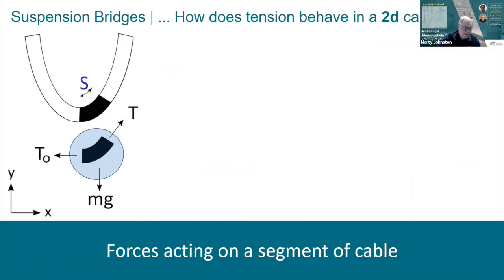So now I'm going to look at this as a two-dimensional system. I'm going to get a little bit more complicated and say, all right, how does that tension behave if it's a two-dimensional system? So here I've taken that upper piece. I've just wrapped my cable along there. And I'm looking at a piece of the cable and a little segment of it. And the important piece here is that I have three forces acting on that segment of cable. I have the mass times gravity going down. I have the tension T naught to the left, that's at the bottom of the cable. So that's just a horizontal force that's keeping that segment in place. And those two forces are balanced by the tension coming up at an angle.